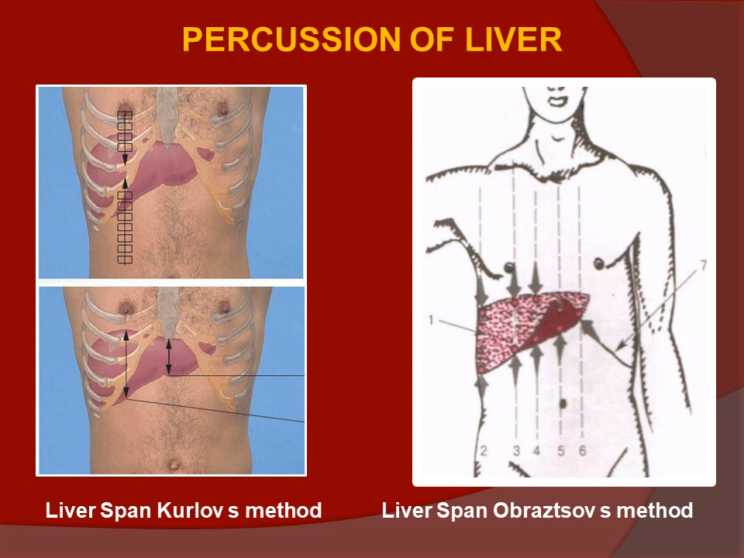The distance between the superior and inferior borders of absolute dullness of the liver comprises the height of absolute hepatic dullness. This distance in the right anterior axillary line is normally 10-12 centimeters, in the right midclavicular line 9-11 centimeters, and in the right parasternal line 8-10 centimeters.